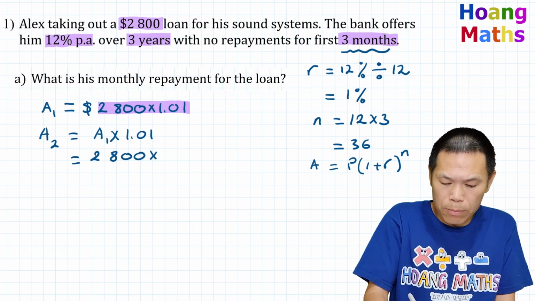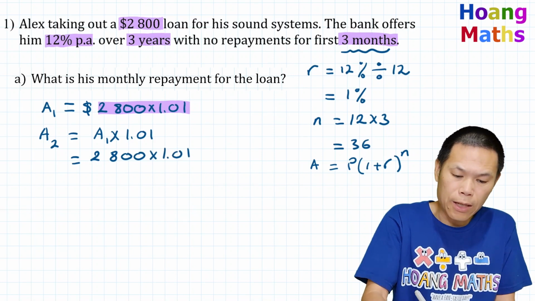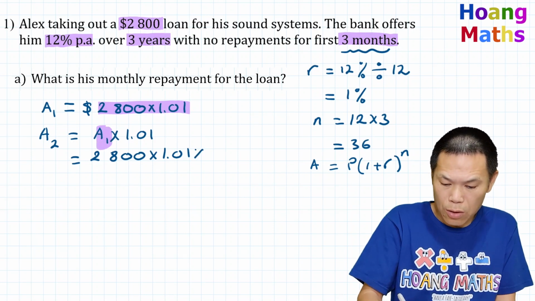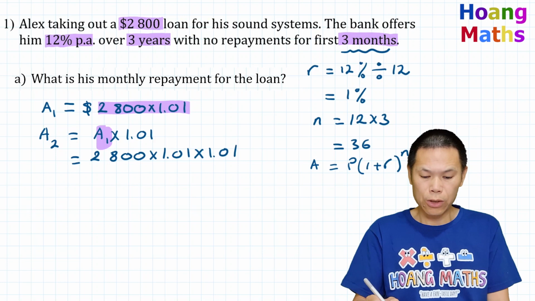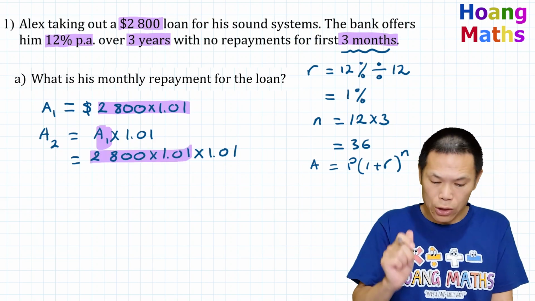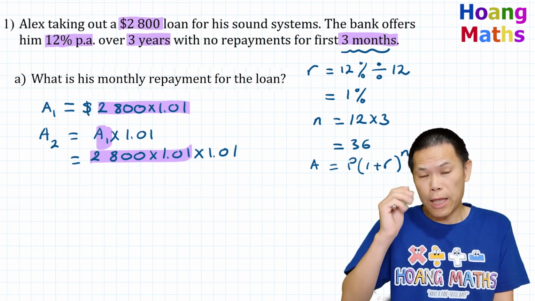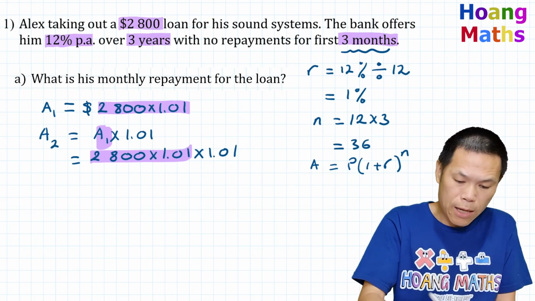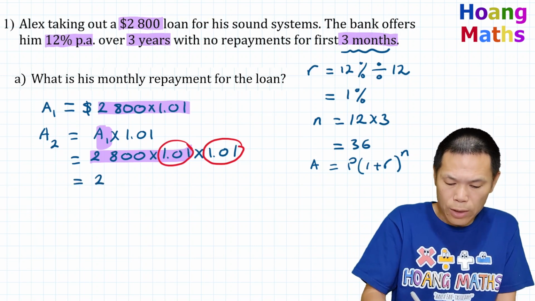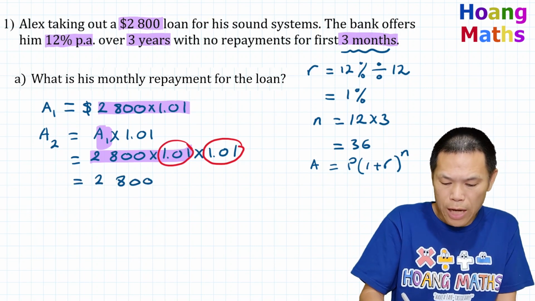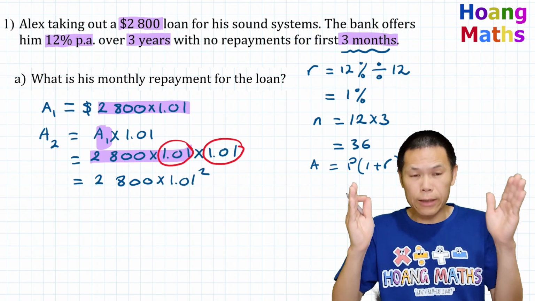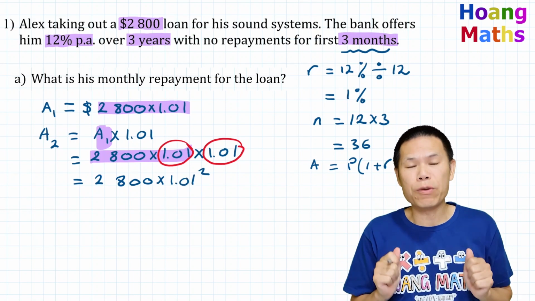We times 1.01. That is A1. Then we need to times 1.01 again. Don't forget, so at the end of A2, that's how much you owe. And then we just work it out by multiplying these together, which gives me 2,800 times 1.01 squared. That's it. That's how much you owe because he didn't make any repayment.